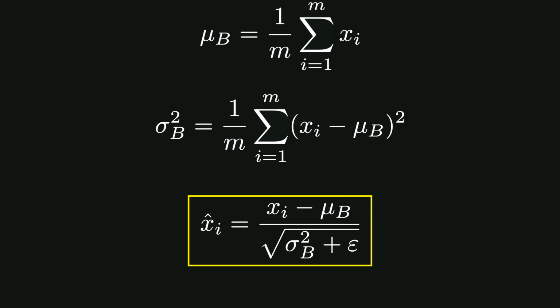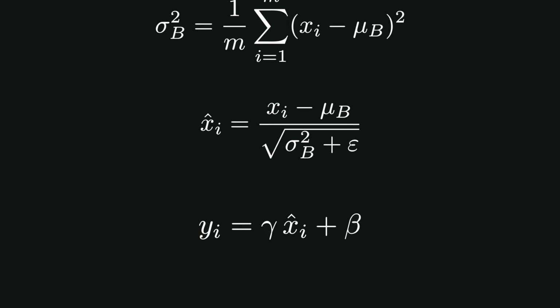We have actually covered this step in detail in an earlier video, and I will leave the link to that in the description. After normalizing, we scale these normalized values using a parameter called gamma, and then shift it using another parameter called beta. And these parameters are learned during training, just like the weights and biases of the network.